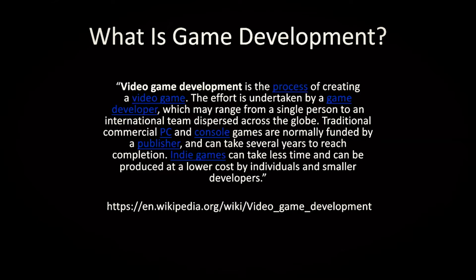Good. So to simplify things so we don't ramble on, we've just gone to Wikipedia and found a really cool, accurate definition. Video game development is the process of creating a video game. The effort is undertaken by a game developer, which may range from a single person, like the guy who made Flappy Bird, for example, to an international team dispersed across the globe, like Ubisoft, or one of these huge companies that's in multiple countries. Traditional commercial PC and console games are normally funded by a publisher like Activision or Sony.